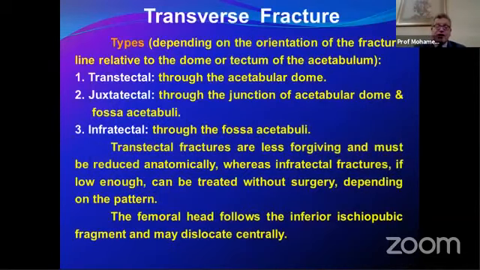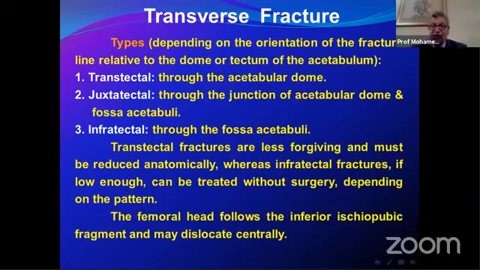The transverse fracture has three main types, depending on the orientation of the fracture line relative to the dome, or the tectum of the acetabulum. The three main types are the transtectal, the juxtatectal, and the infratectal. The transtectal goes through the acetabular dome, the juxtatectal through the junction of the acetabular dome with the fossa acetabuli, and the infratectal through the fossa acetabuli.